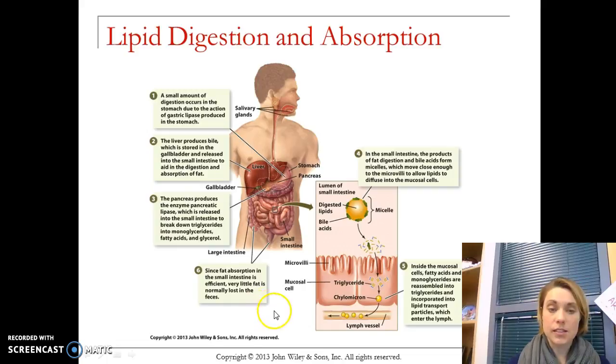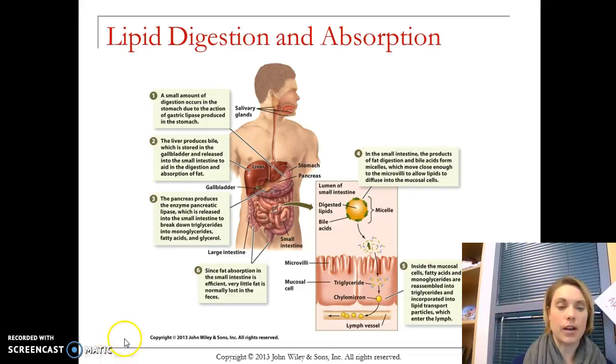Since fat absorption in the small intestines is very efficient, there's very little fat normally lost in the feces. And if you have fat in your feces, which would make your feces float in the toilet, that's usually a sign that there's some sort of malabsorption going on.